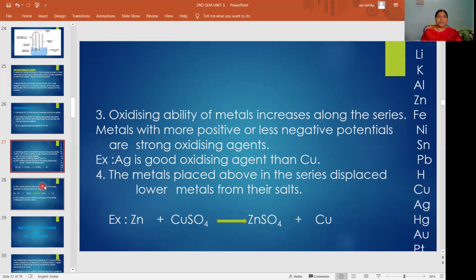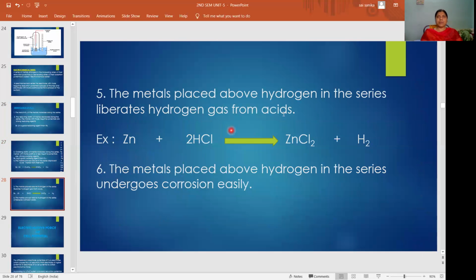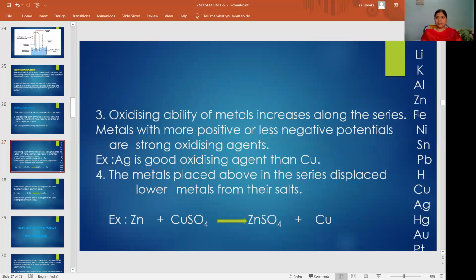Okay. Then next, the metals above hydrogen in the series liberate hydrogen gas from acids. So any metal above hydrogen, if you add to acids, liberates hydrogen gas and forms corresponding salts. The metals above hydrogen in the series undergo corrosion easily. Why? Because they are more reactive in nature. So this is about the series, lithium to platinum.